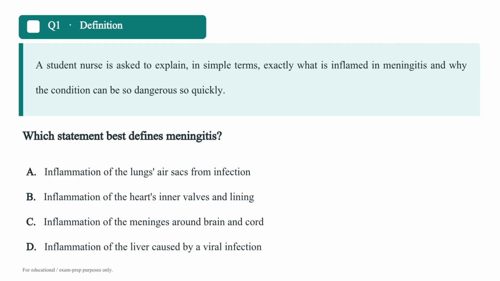Question 1. A student nurse is asked to explain in simple terms exactly what is inflamed in meningitis and why it can be so dangerous so quickly. Which statement best defines meningitis? Option A. Inflammation of the lungs' air sacs from infection. Option B. Inflammation of the heart's inner valves and lining. Option C. Inflammation of the meninges around brain and cord. Option D. Inflammation of the liver caused by a viral infection. Pause here and choose your answer.